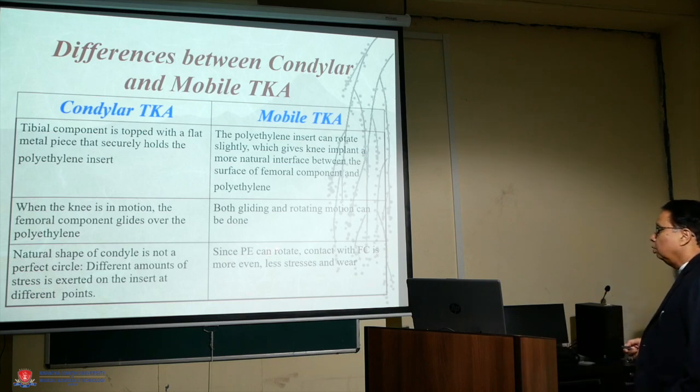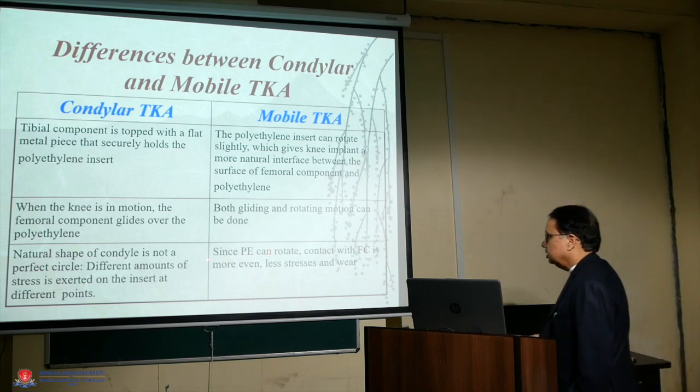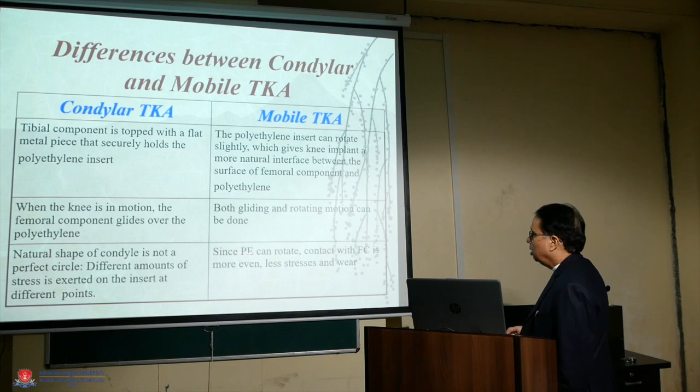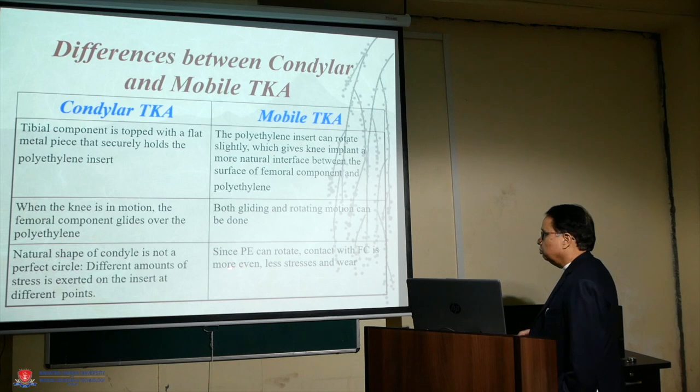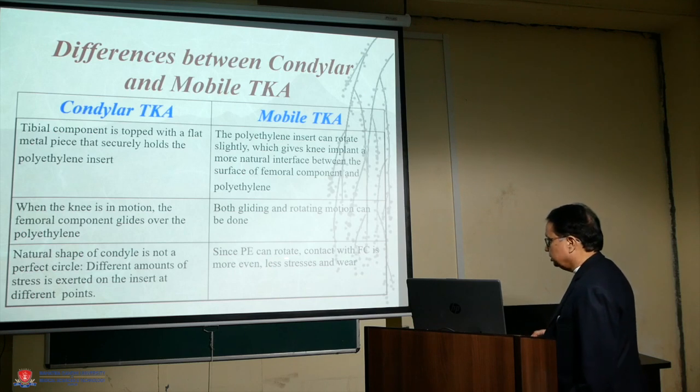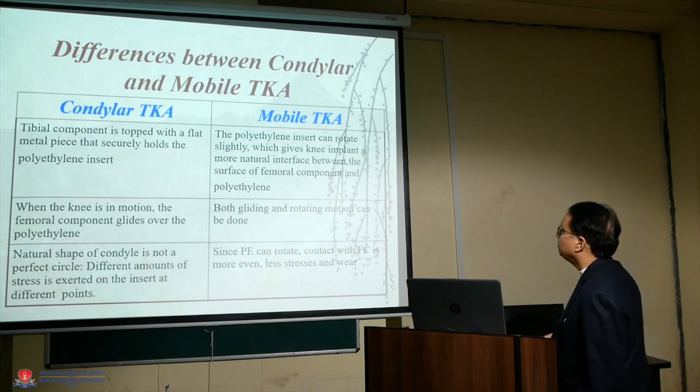While in mobile TKA, since the polyethylene can rotate, contact with the femoral component is more even, and less stress and wear are there. Because of mobility, the stresses are lower. Here, stresses are exerted because of the fixed points.